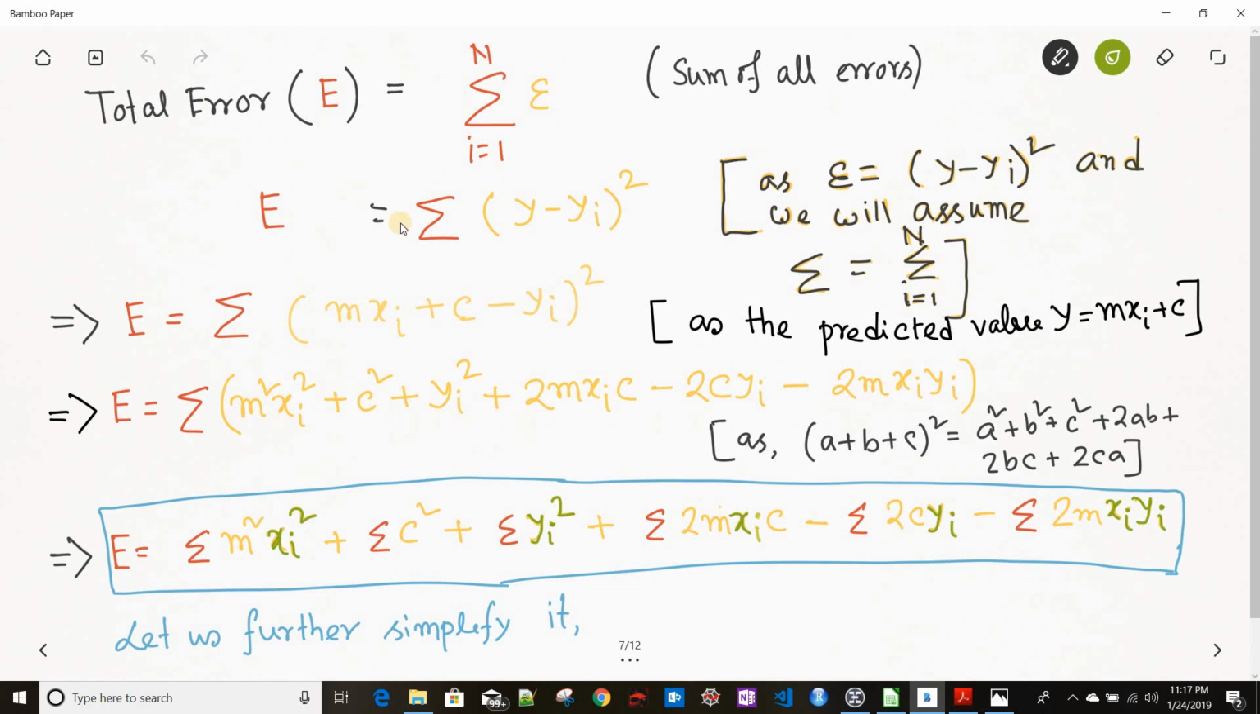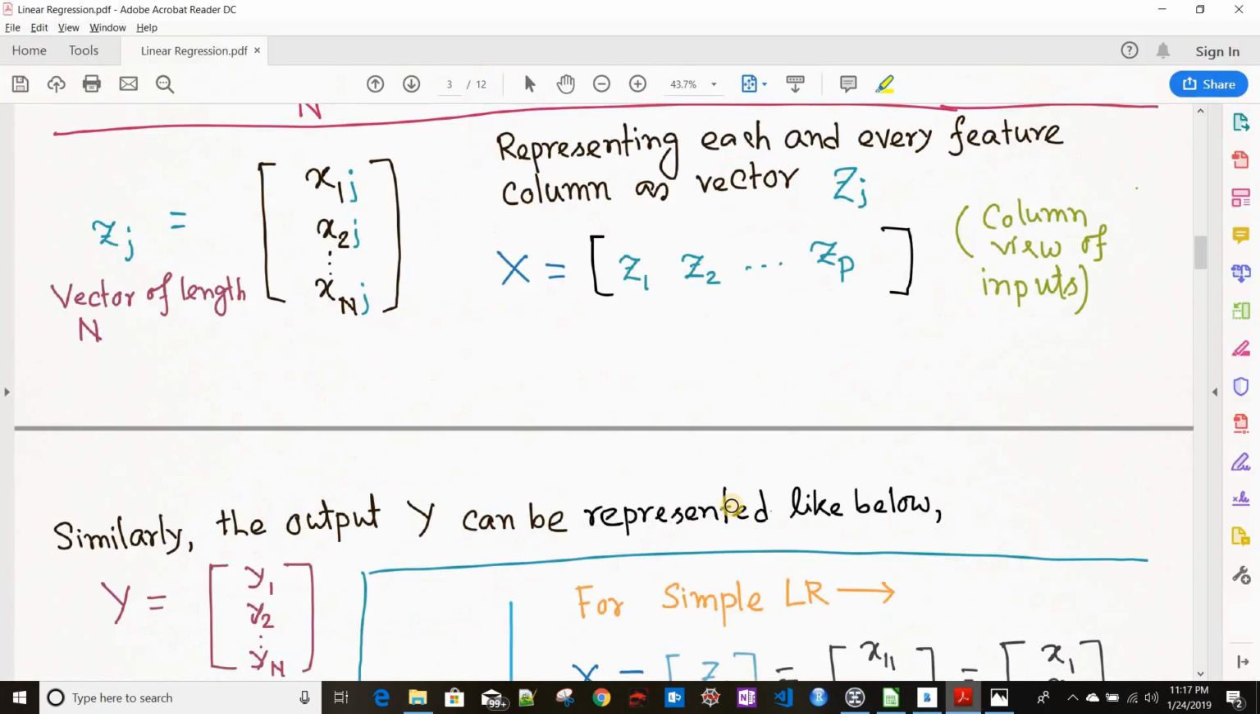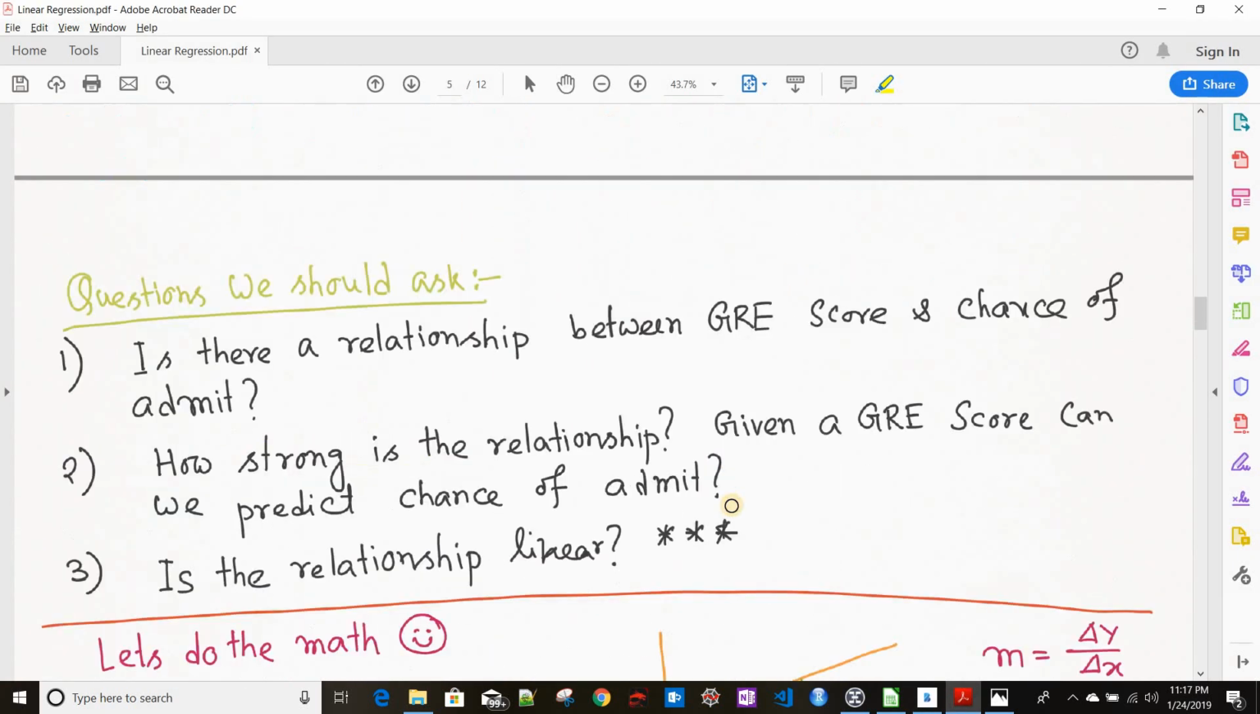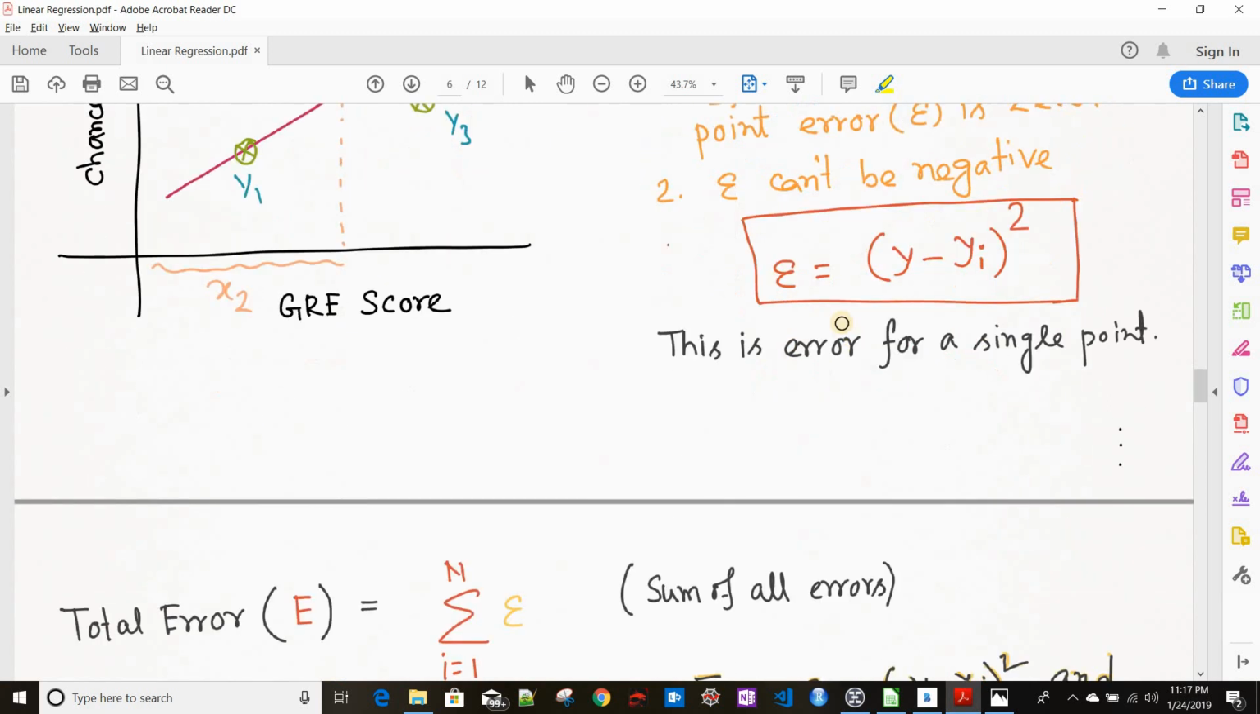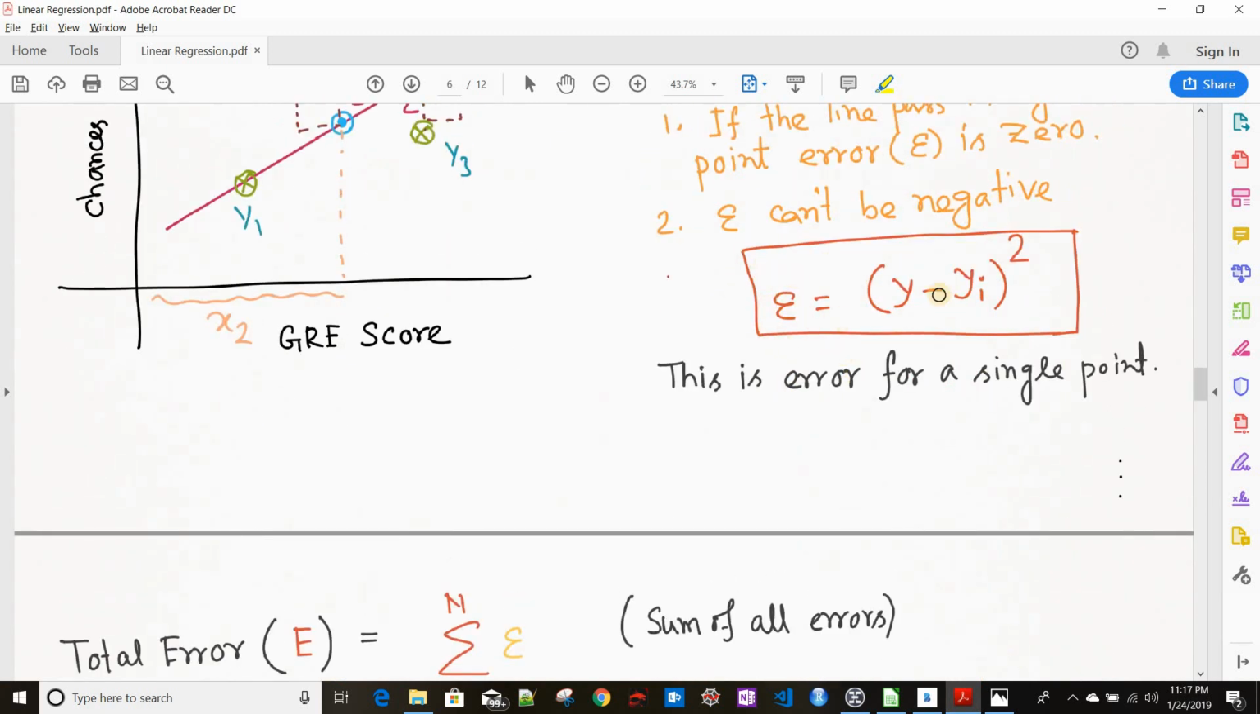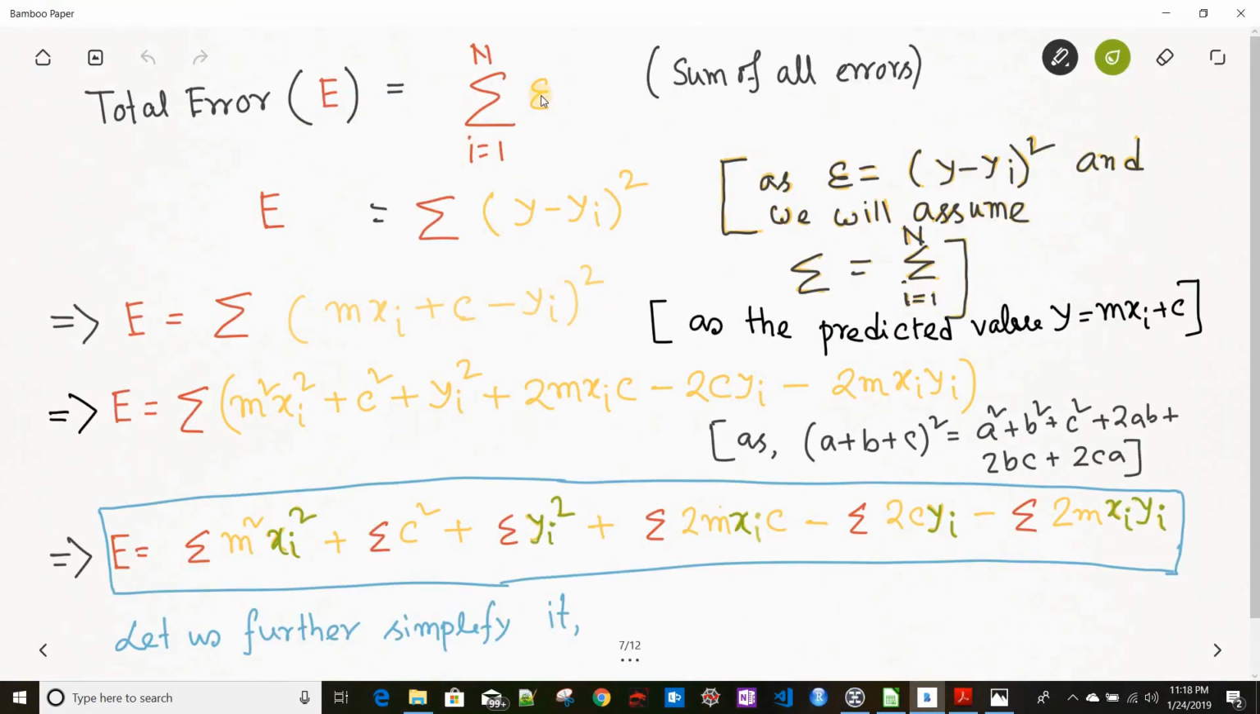Correct? So if we do the math now, we already know epsilon. So I'll just go to our PDF and keep it over here. This one is equal to y minus yi, then squared. So I have just replaced this with (y minus yi) squared. To save space, I'll assume this normal summation notation will be the same as i equals 1 to n.